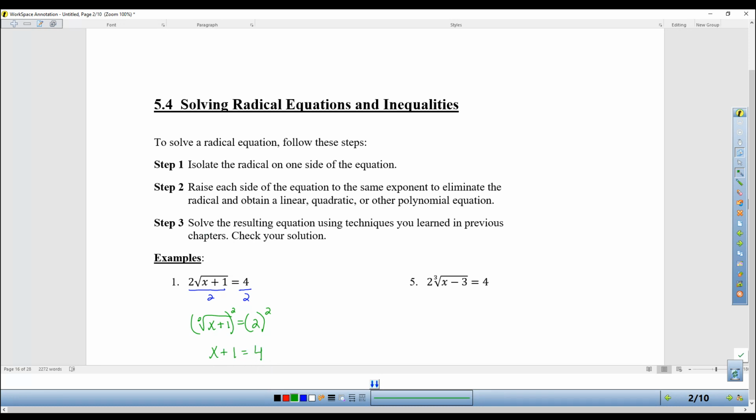And of course, the last step is to solve my resulting equation. I subtract 1 from both sides, and I get 3. Of course, you can plug these back in to check, but I won't take the time to do that on the video. Number 2, you must isolate the radical first. Now I have the cube root of x minus 3 is equal to 2. Since it's a cube root, I need to undo it by cubing. And now I have x minus 3 is equal to 8. And so x is equal to 11.